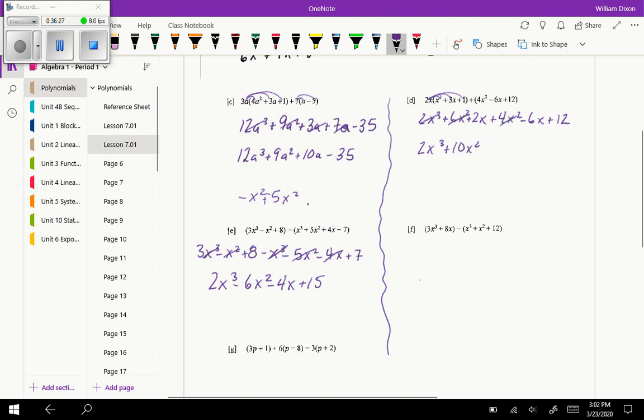All right, and then I'm looking for my x's raised to the 1 power. So I have 2x minus 6x. That's going to be minus 4x. Good. And then that's going to be plus 12.